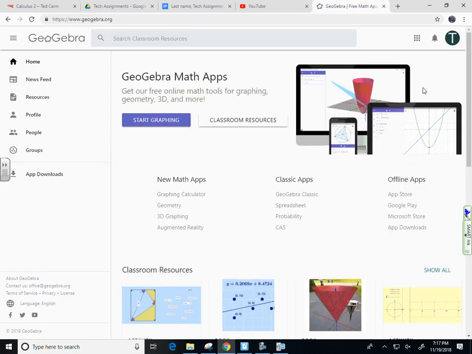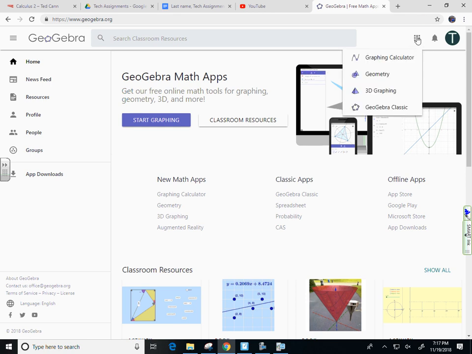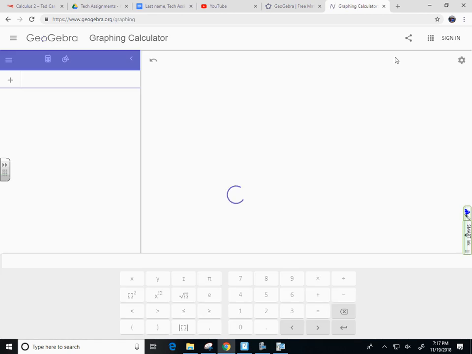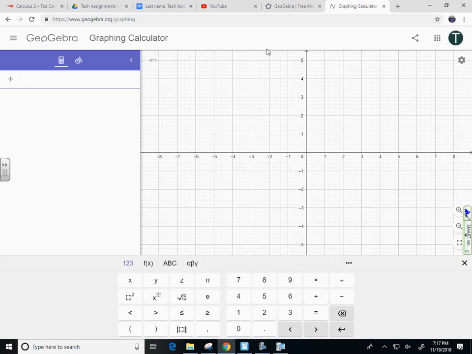geogebra.org/graphing. There's different variations. You have the classic apps, you have other types of apps, but if you click on the waffle here, you have graphing calculator, geometry, 3D graphing, that's Calc 3, and then the classic one, which is very powerful. It's just not as user-friendly as the one that I want you in, which is the graphing calculator. So if you had to guess on which one you were going to do, it's probably going to be this as your guess anyway.